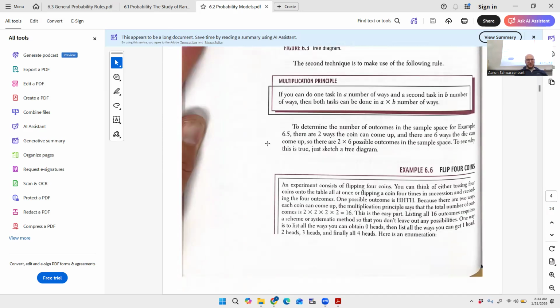Multiplication principle. The number of ways something can be done is A times B. With the dice, there were 6 for each dice, so 6 times 6. Or 6 for each die. Or each 6-sided number cube. If you ever see that, that just means a dice.